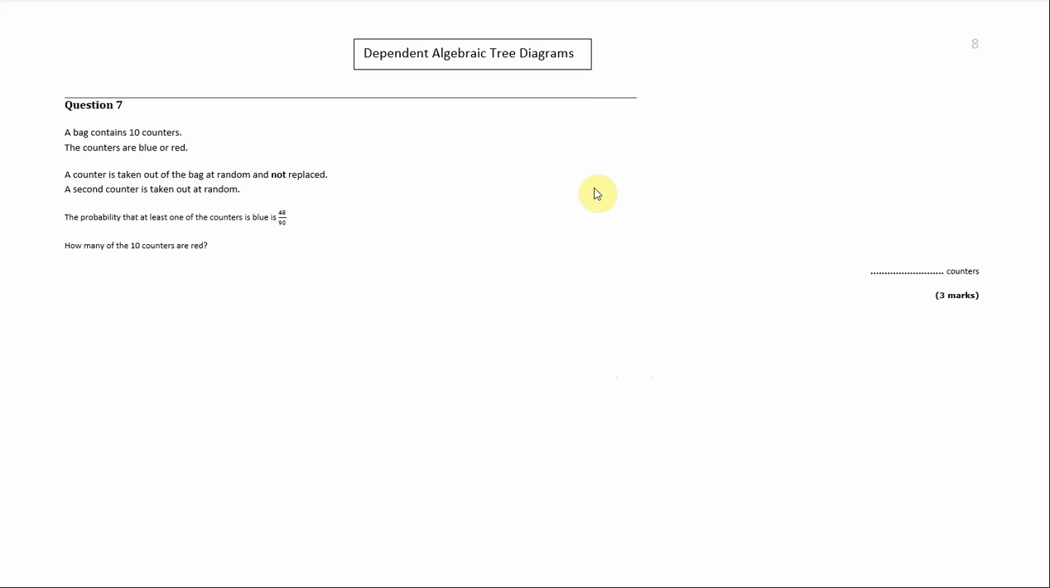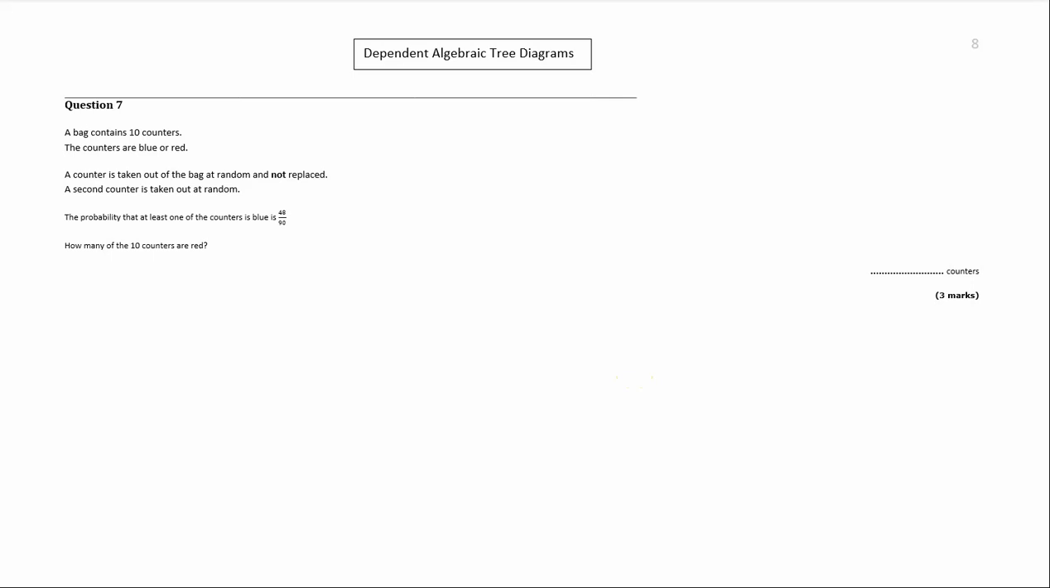Okay, so this is on the second half of the algebraic tree diagrams little section, and it's on dependent algebraic tree diagrams. So dependent is where, generally, the scenario is you take something out of a bag and you don't put it back in. So the second kind of probability depends on what happens in the first set.